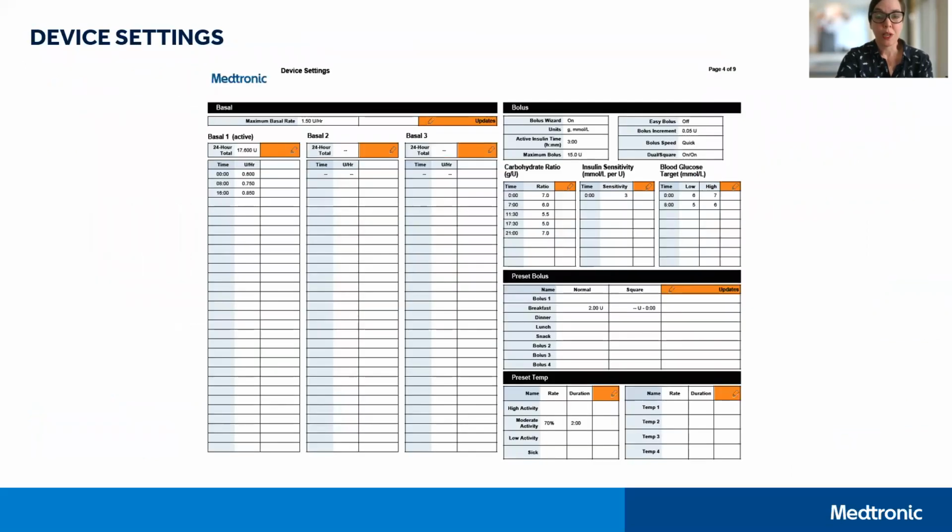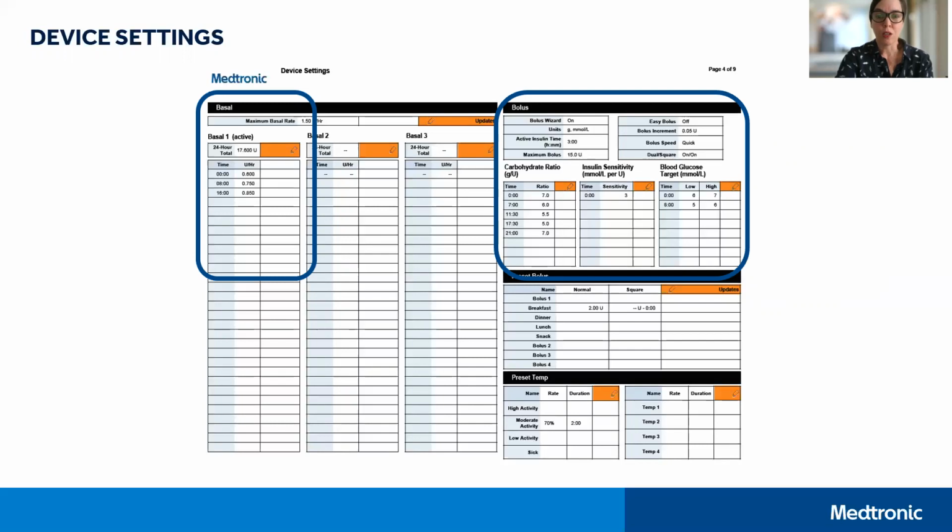Again, I just want to point to the device settings report and remind you that it is updated every time you upload your pump so that you will always have a close reference to your most current settings should you ever need them. Here you'll see your basal rates, and if you have more than one pattern, they would be presented for you, all of your bolus wizard information, and any of the settings that you've programmed into your pump would be present on this report.